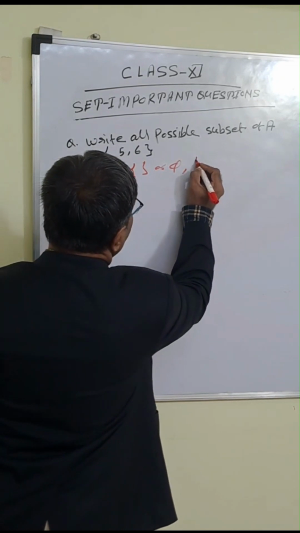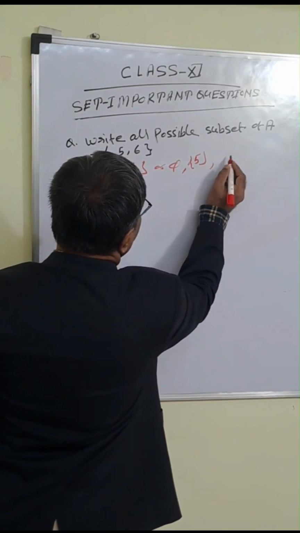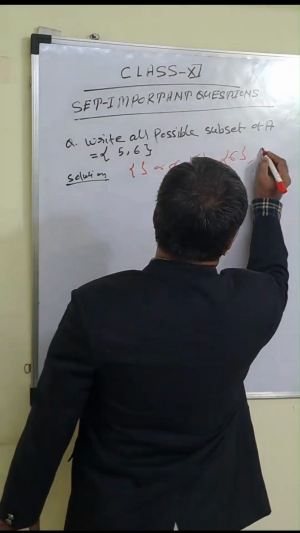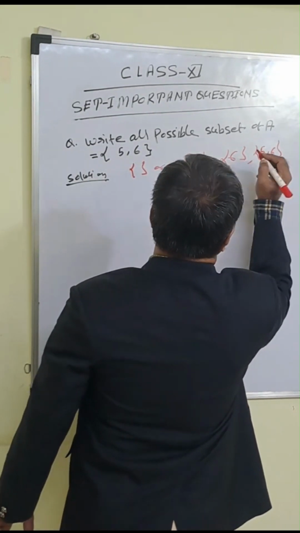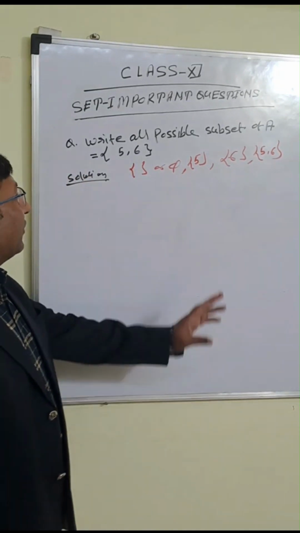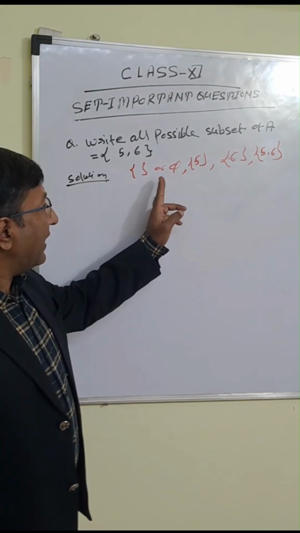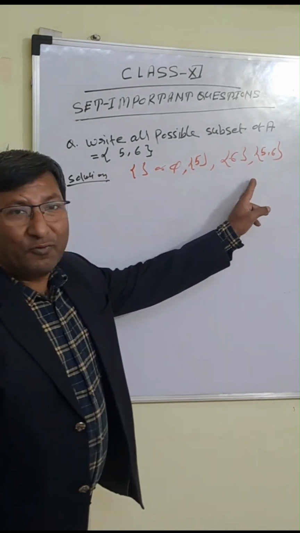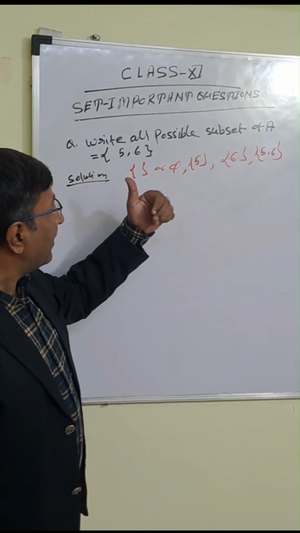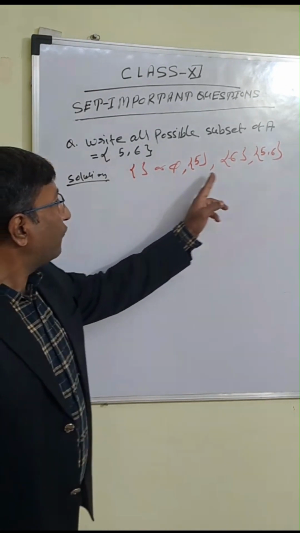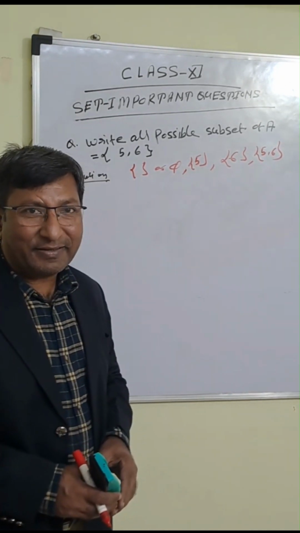Second is what? Individual elements, that is {5} and {6}. And now next will be what? That is {5, 6}. So there are 4 subsets of {5, 6}: the empty set, {5}, {6}, and {5, 6}. So we know total number of subsets is what? 2 power n, 2 to the power 2, that is 4. So here 4 subsets we have written.